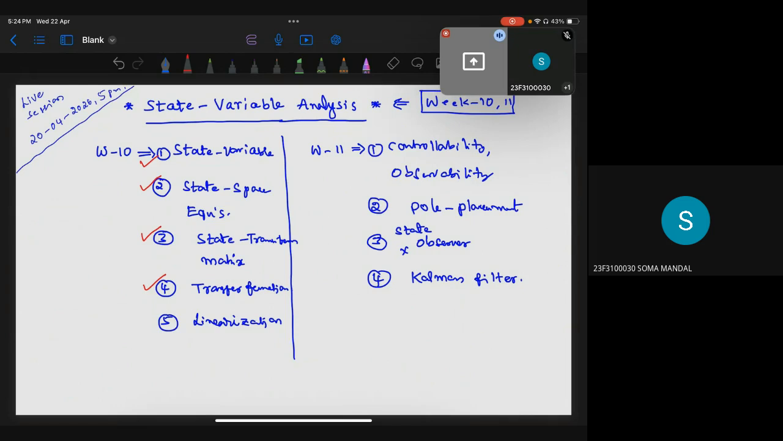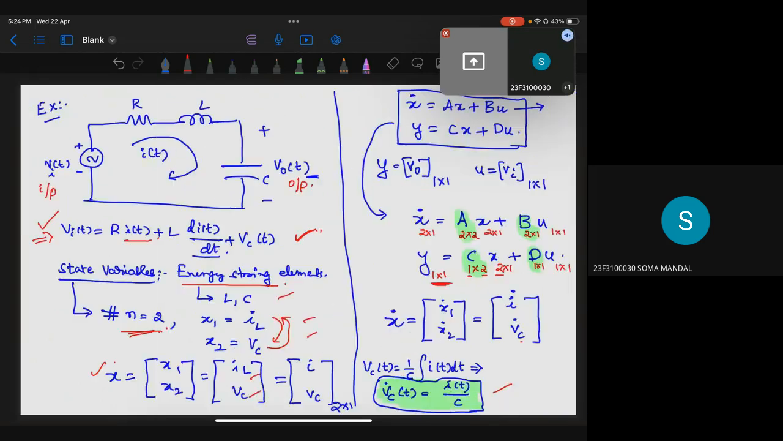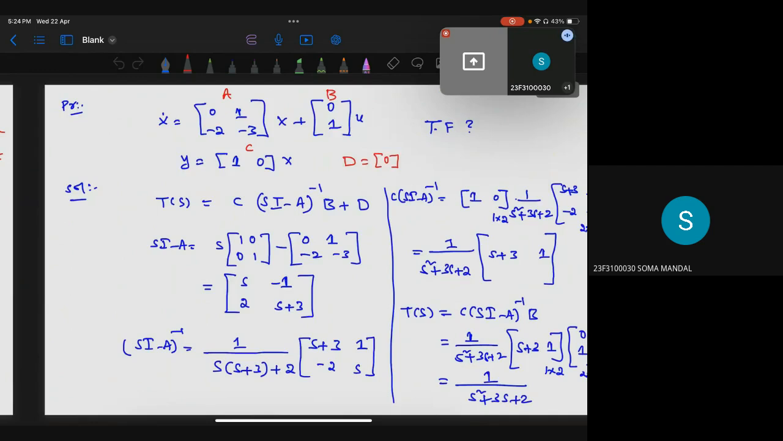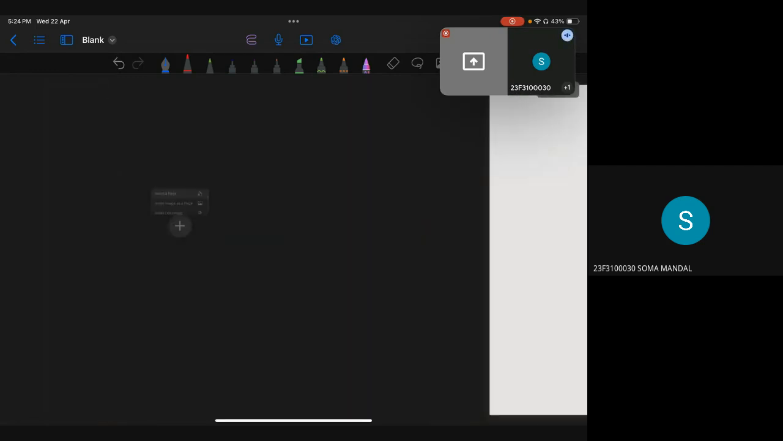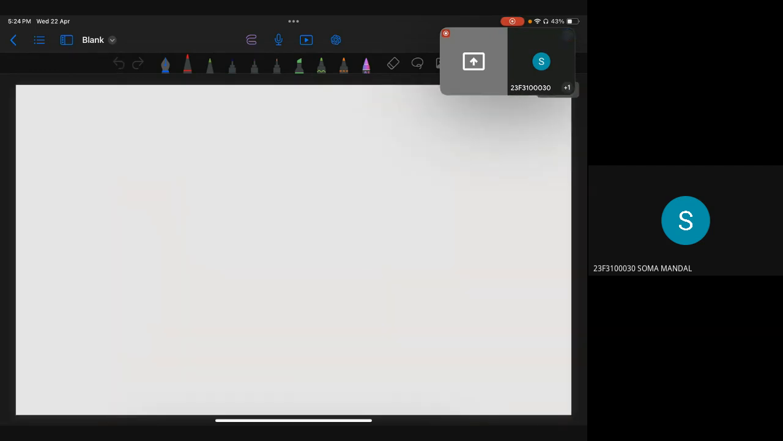Now let us solve some problems on linearization. Okay, just give me a minute. I'll find a problem for solving linearization.